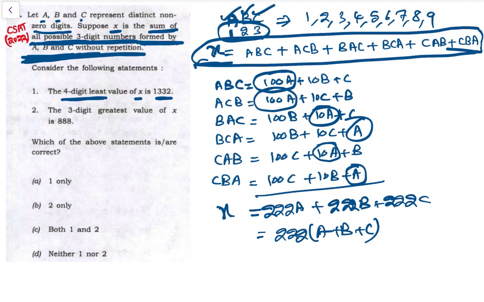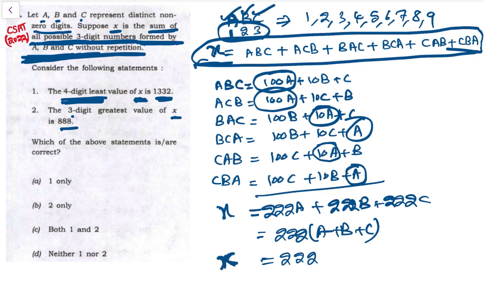Then question is what? The 4 digit least value of x is 1332. Then the 3 digit greatest value of x is 888. So now we know it is 222 into (A plus B plus C). The 3 digit greatest value of x is 888, and the 4 digit least value of x, that is x is equal to.